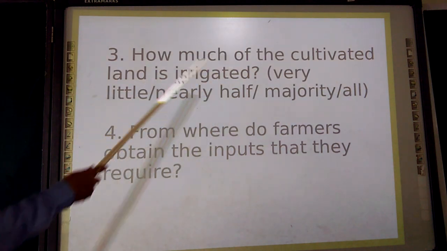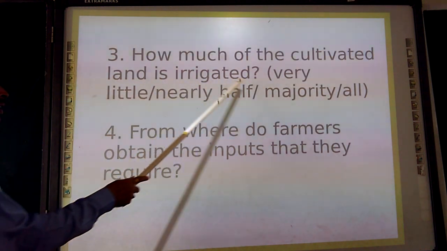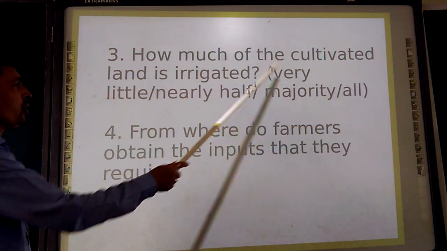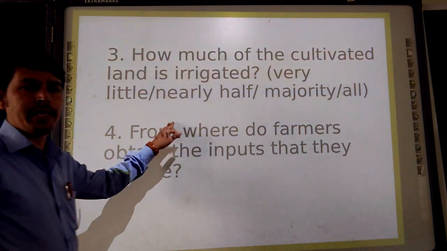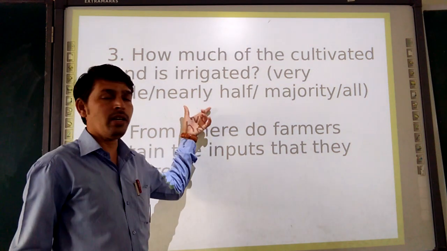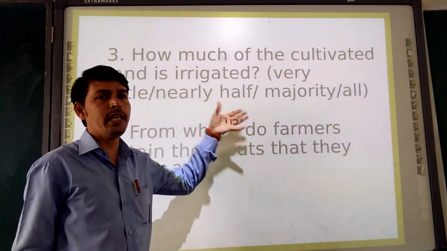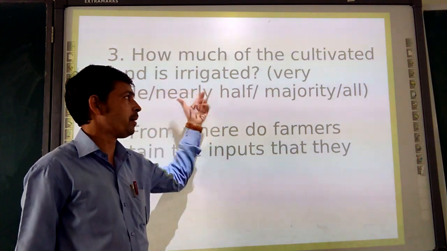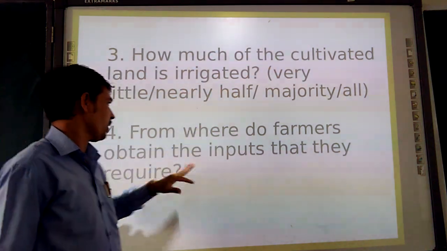Next, how much of the cultivated land is irrigated? Very little, nearly half or the majority. So you can place anyone, if you are taking this as a discussion topic with any farmer or a family member, if anybody is there. You can make a tick mark and use this.